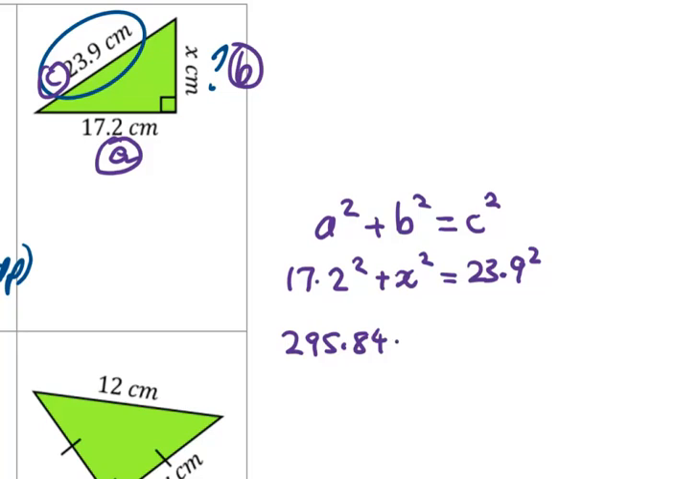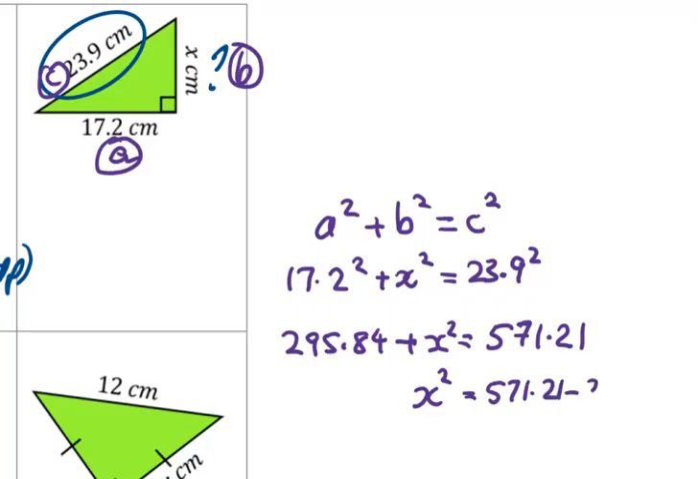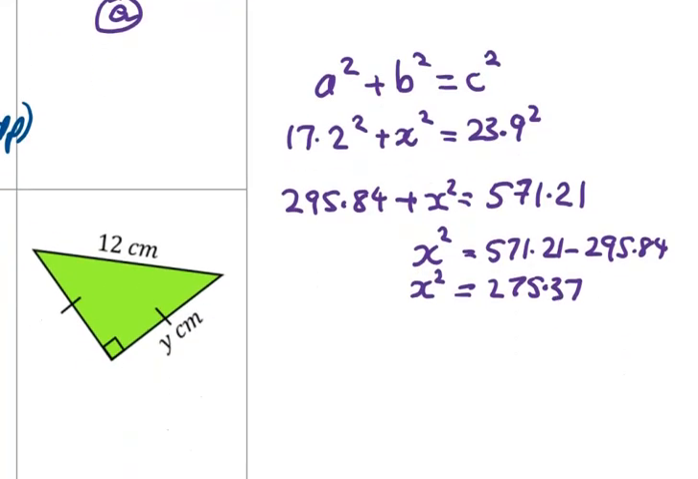295.84 plus X squared is equal to 571.21. Now, don't round any of those numbers, or we're going to lose accuracy quite badly. Now we get X squared is equal to 571.21 minus 295.84, which is, what does that give me? 275.37. So that's not my answer, that's what X squared is.